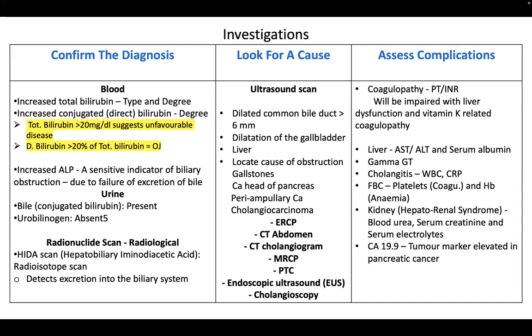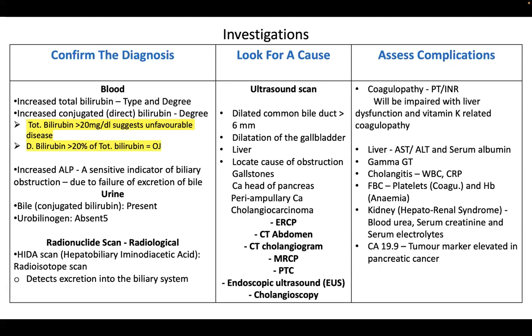Then to assess your complications, first is coagulopathy. So you can check the PT-INR as well as check the platelets when you do a full blood count. PT-INR will be impaired with liver dysfunction and vitamin K related coagulopathies. Then in the liver function, you check for AST/ALT levels, serum albumin levels and gamma GT levels. Then if you're suspecting an infection, in your full blood count your WBC will be elevated and your CRP levels have to be checked. Then again, like I said, you can have anemia. So you have to check your hemoglobin.